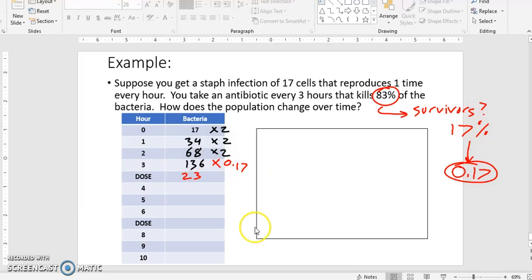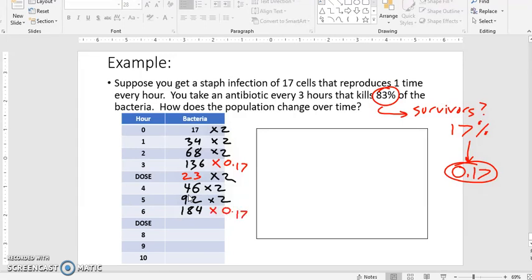But now, the bacteria are going to start reproducing again. Those 23 survivors are going to start reproducing. So now what math is going to happen? It's just times 2, right? My 23 times 2 is going to give me 46. And my 46 times 2 is going to give me 92. My 92 times 2 is going to give me 184. But now here we have to stop again because my 184 is going to get dosed because it says so.